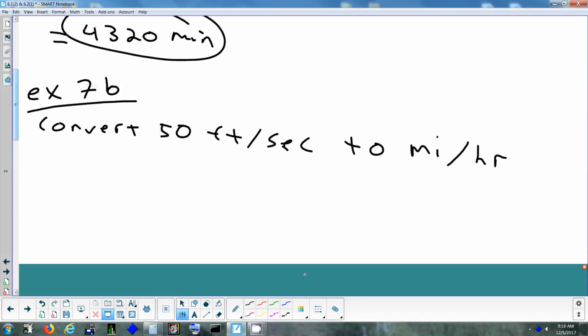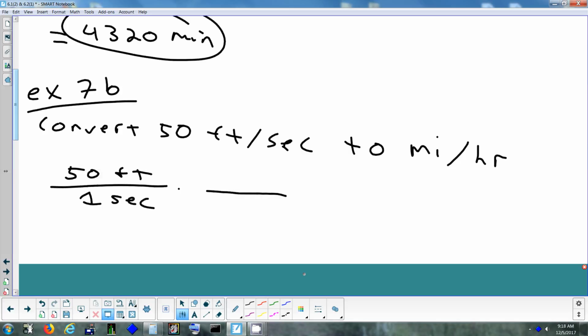We want to convert 50 feet per second to miles per hour. What does that mean? You're traveling 50 feet in how many seconds? 1. 50 feet in 1 second. So now we have two problems. We have to change feet to miles and seconds to hours. They're totally separate, and you can do either one first. So let's do feet to miles first.